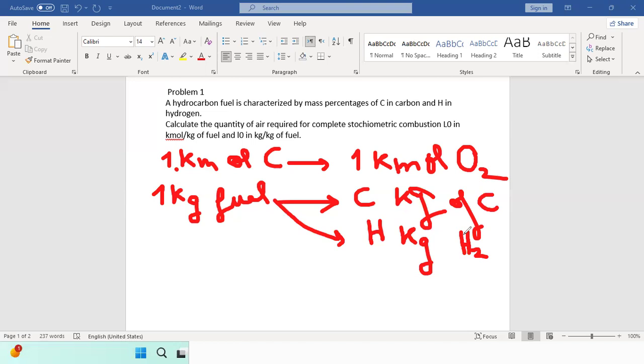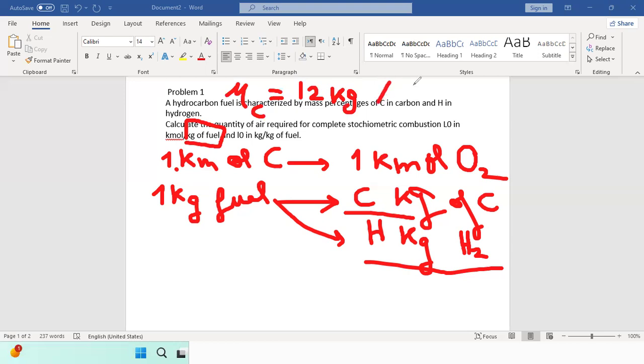So I have H kilogram of H or H kilogram of H2, it's the same thing. Now, since they asked me to do the analysis per kilogram of fuel, in this 1 kilogram of fuel I have C kilogram of C and H kilogram of H2. And we know that the molar mass of carbon is 12. So the molar mass of C is 12 kilogram per kilomole, okay?